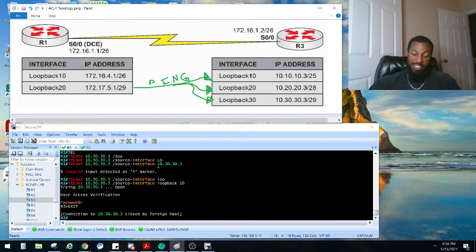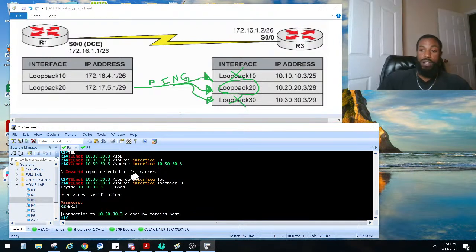If you have configured your ACL correctly, only pings from router 1's loopback 10 to router 3's loopback 20 should work. So only this should work, and this should be blocked, and this should be blocked. Let's go ahead and do that. And then that should be it, and we'll call it a night.